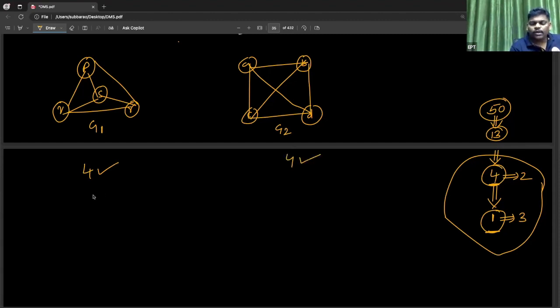Next one. G1 contains how many edges? 3 inside, 3 outside. Just listen one minute.